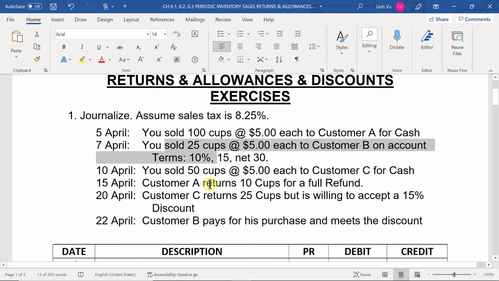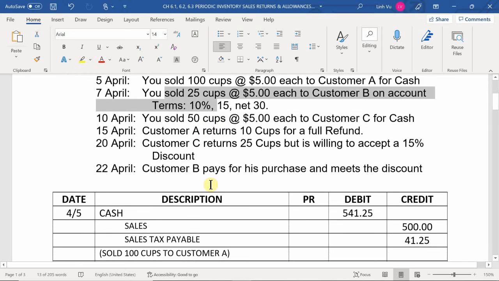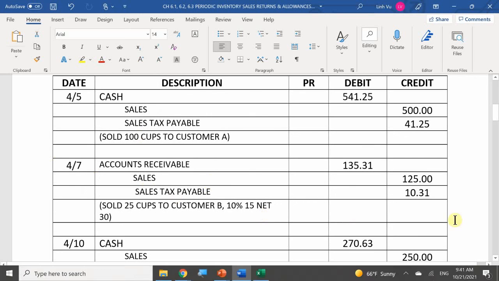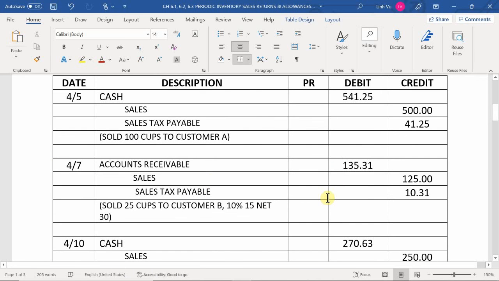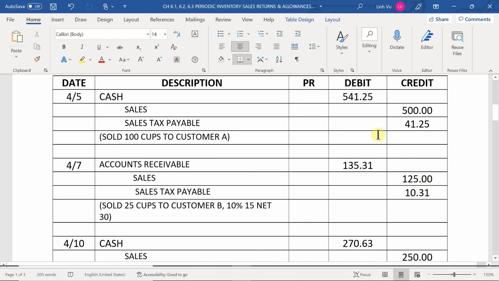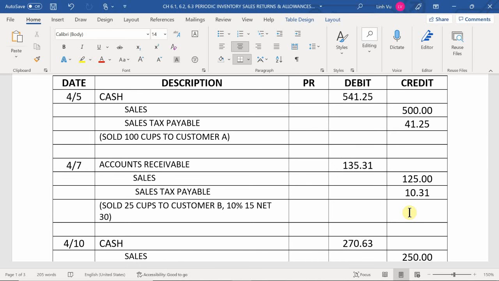Good. Now in this case, let's take a look at what customer B actually owes me. Accounts receivable, customer B owes me $135.31. Of course, the total sales here was $125, and the sales tax is 10.31%, or $10.31. So customer B is paying off the entire amount.